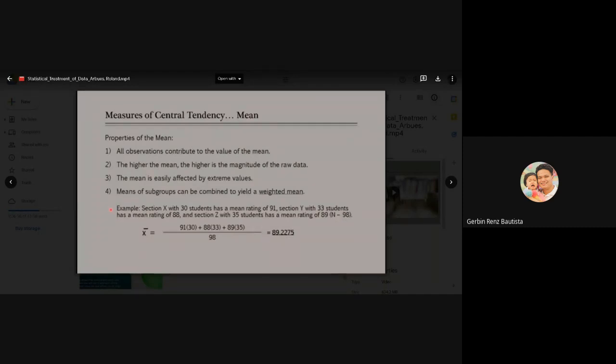So the mean of Section X, which is 91, multiplied by the number of students of Section X, 30, is added to the mean of Section Y of 88 multiplied by the 33 students, and add that to the mean of Section Z of 89 multiplied by the 35 students in Section Z, all divided by 98, or the population of the sample, to come up with a mean of 89.2275.